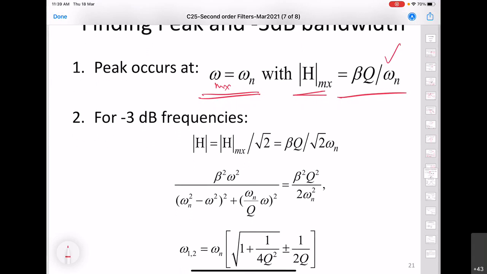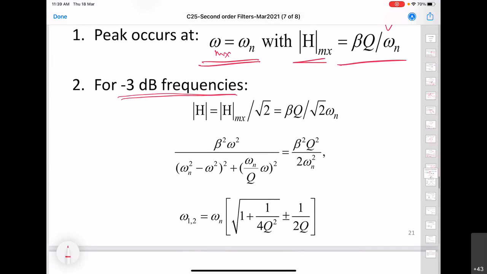And since we know the maximum value, we know the transfer function, so one can calculate the minus 3 dB frequencies omega L and omega H by setting up an equation. As per definition, the minus 3 dB frequency is the frequency where the transfer function becomes 1 by square root 2, that means 0.7 times the maximum value. So here we have a transfer function, and here we have a maximum value. So this will give rise to omega L and omega H. When we set up this equation and solve, this is what we get.